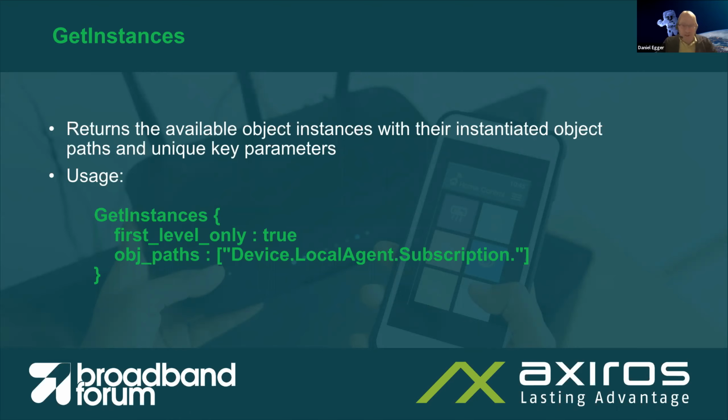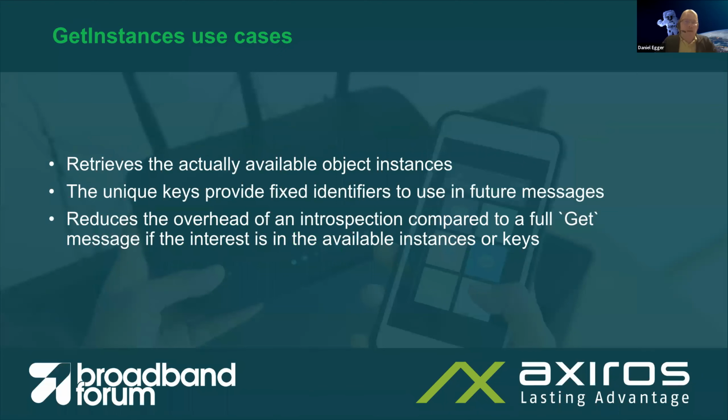So basically here you can only supply the object path that you're looking for, and also you can specify whether you just want to have the current level in the hierarchy or a different level in the hierarchy, recursively down from that point. So the use cases, of course, are you can retrieve the actually available object instances. It's part of the name. You will get the unique keys that provide fixed identifiers that you can use in future messages that you're sending to that particular device.